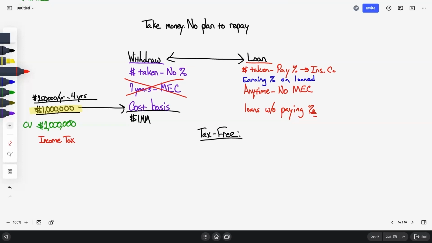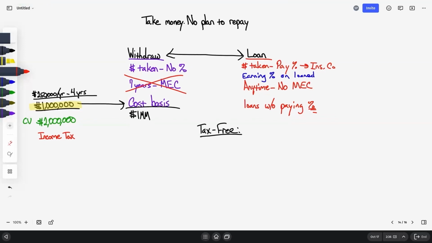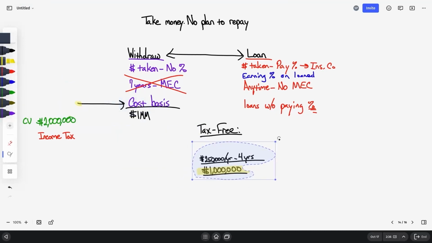So, with all of that said, those are some differences. What we're going to look at is this. We're going to look at the same case we have been looking at, which is the individual who paid in $250K per year for 4 years. That's a total of $1 million. And we're going to look at a withdrawal and then also a loan of $500,000. And what we'll do is with the loan, we won't pay anything back.